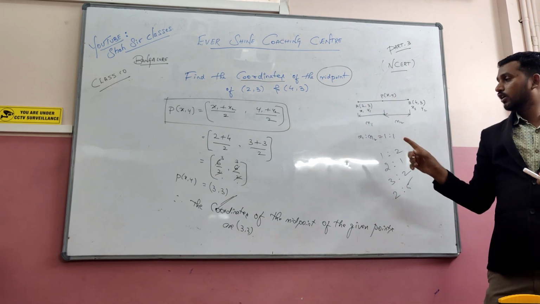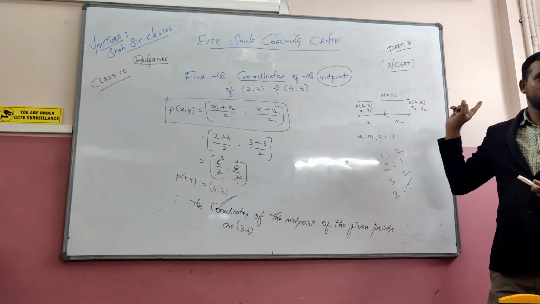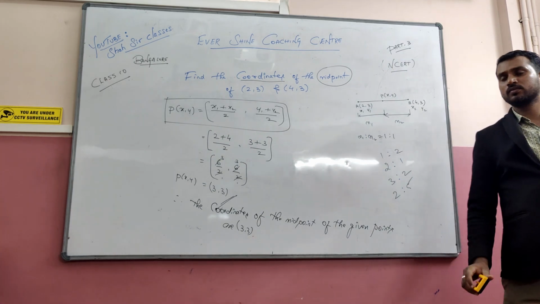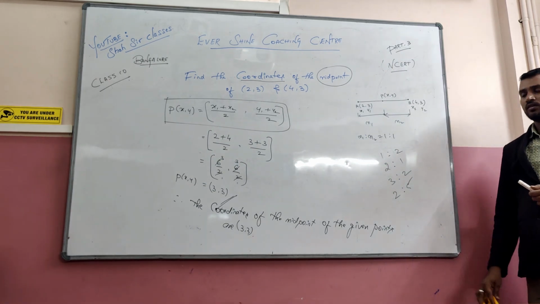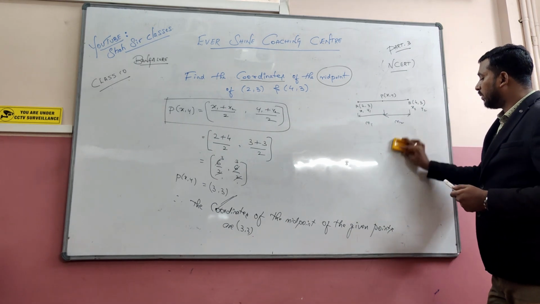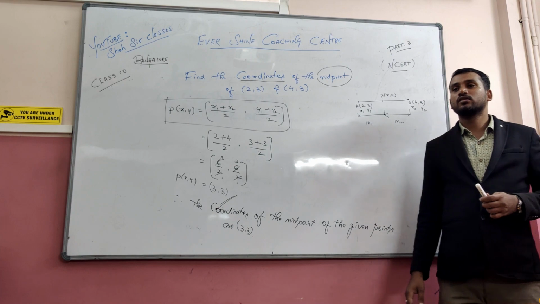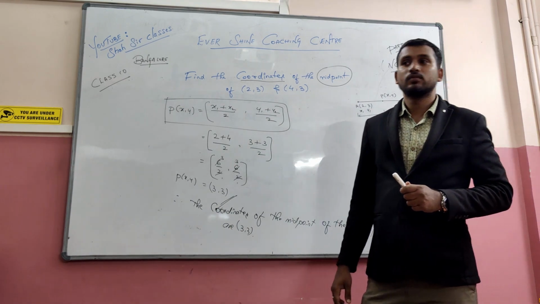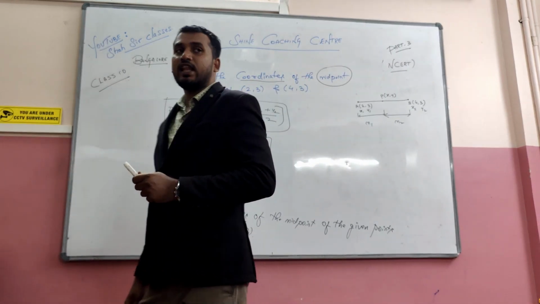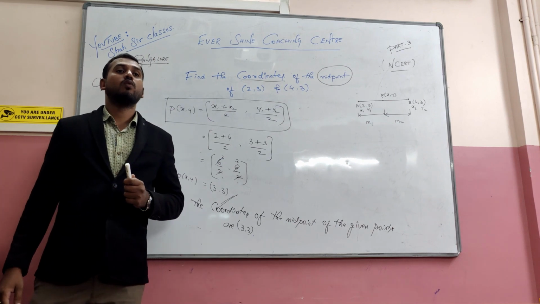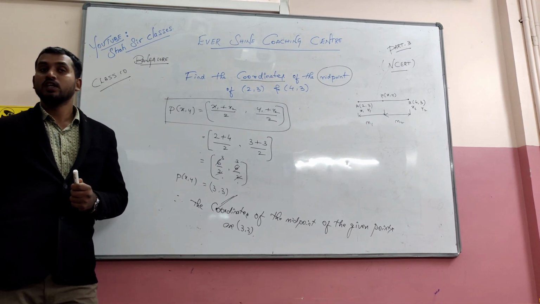In the midpoint case, this is a multiple choice question. You have to remember it is related to the midpoint formula. Understood? In the case of the midpoint formula, in what ratio will the line be divided? Equal, 1 is to 1. In the midpoint formula, the line will be divided in the ratio 1 is to 1.